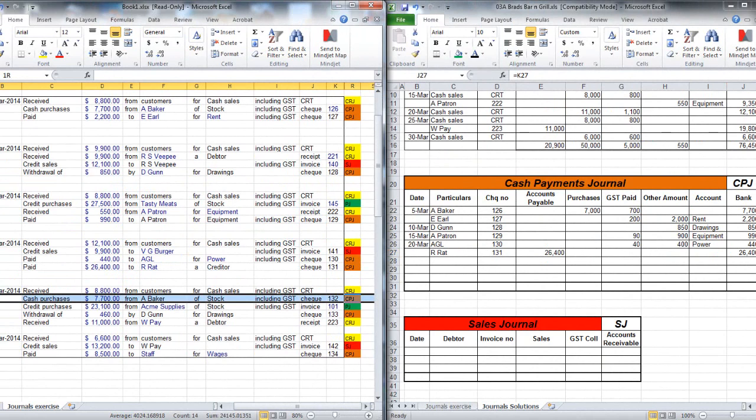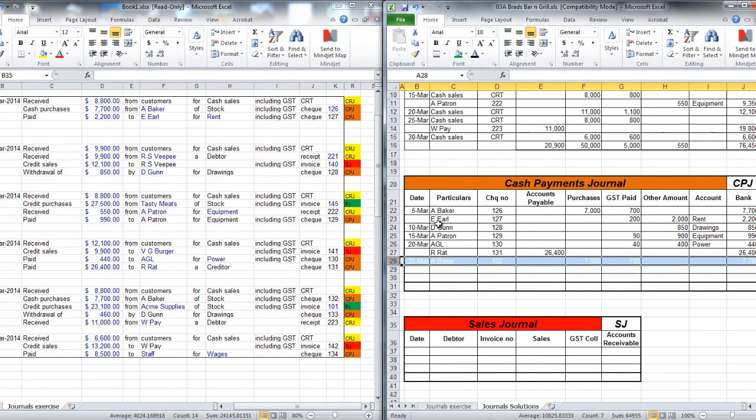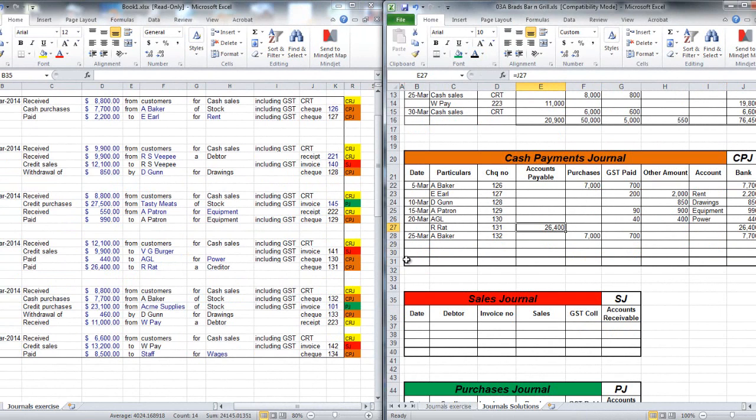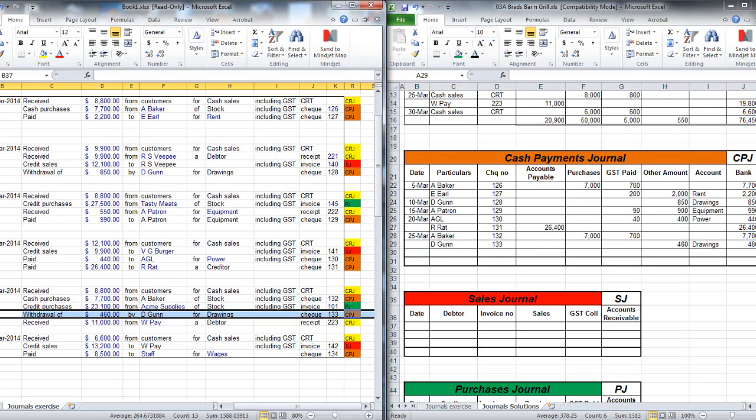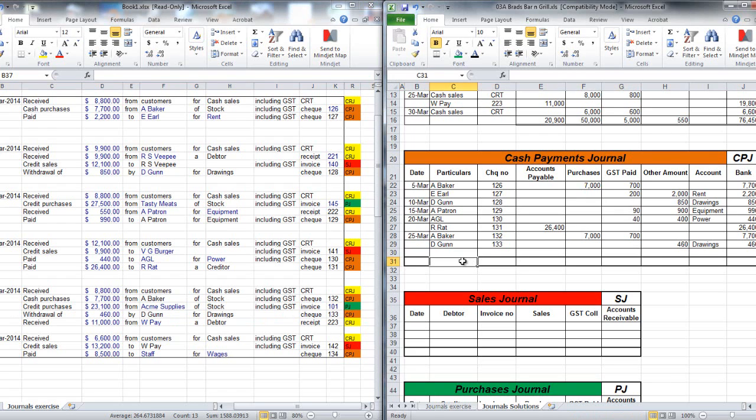Then we've got the 25th, we've got a cash purchase again. It's just a baker. Again, we split up the GST and it's 7,700. In this case, we do not do the GST, which I'll explain in my next steps. And then we keep going. D. Gum, 25th. Just there. That's why it's good to color code again. Always good to start that step. And this time, taking money out of the business again. So drawings, $460. Again, no GST component. We want to track where the drawings are.